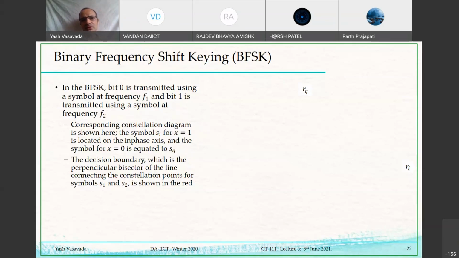Let's consider one more modulation scheme, which is known as binary frequency shift keying. Here, bit 0 is transmitted at some frequency and bit 1 is transmitted at some other frequency. And it turns out that these two frequencies actually become perpendicular to each other.